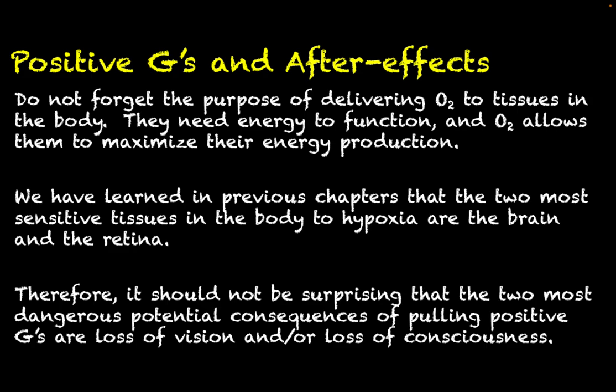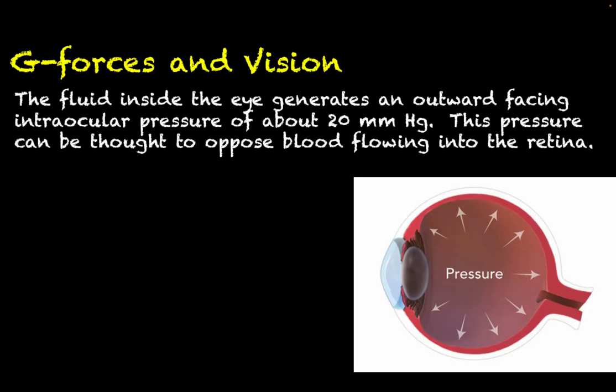So it really shouldn't come as much of a surprise that the two most dangerous potential consequences of pulling positive Gs are loss of vision and loss of consciousness. So with loss of vision, it's because of a lack of blood perfusion into the retina. And then with the brain, not hard to imagine that not getting enough blood to the brain is going to lead to loss of consciousness. And even if it's not that bad, you're definitely going to have cognitive effects. So let's start with vision. This is going to sound like kind of an odd place for us to start, but let's talk about what's called intraocular pressure.